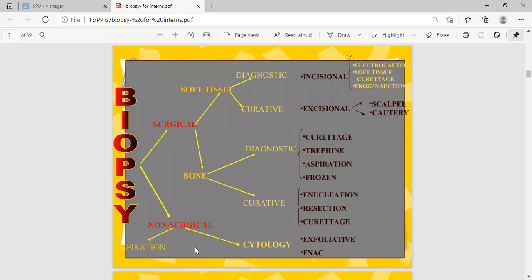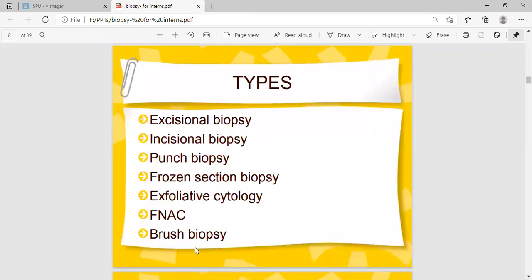Aspiration, frozen biopsy. You can see the terminology frozen biopsy in both soft tissue and hard tissue. What is frozen biopsy is where you are going to get the result immediately. With all other biopsies, you get the result after 48 or 72 hours, because you need to fix the tissue, then do the sectioning of the tissue, then examine it under the histopathology, staining and examination. But in a frozen section, you do the staining immediately and examine it.